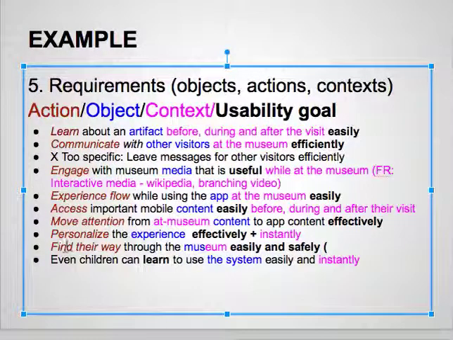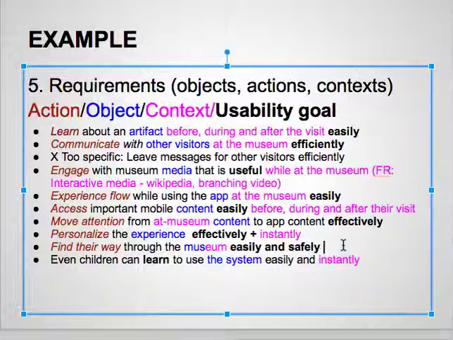So Sarah really wants to see the famous stuff. So what is a requirement of my app? That it help users find their way. What's the object? The museum, through the museum. What's the context? Also the museum. How? Easily and safely, right? They don't want to get lost in the basement. They don't want to get separated while they're trying to use this app and like get kidnapped. So safely. What are some other requirements?